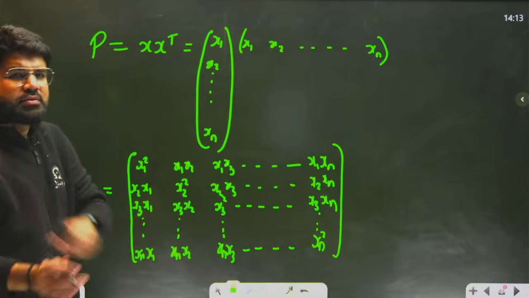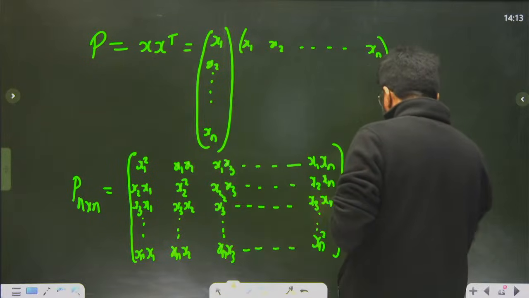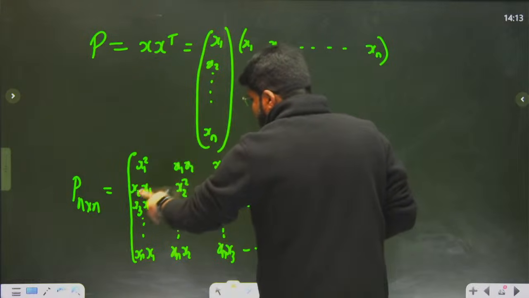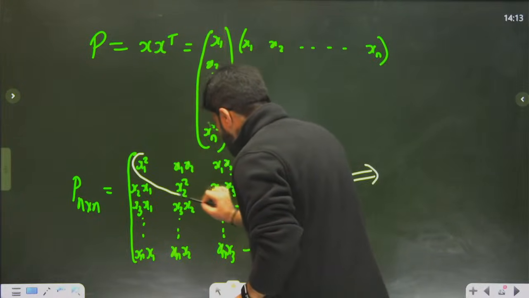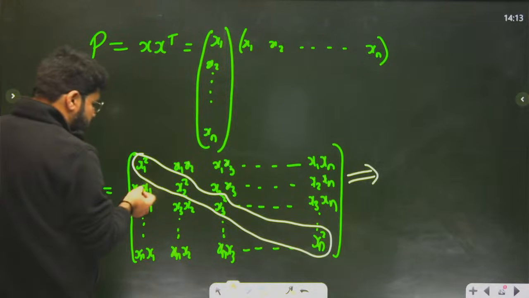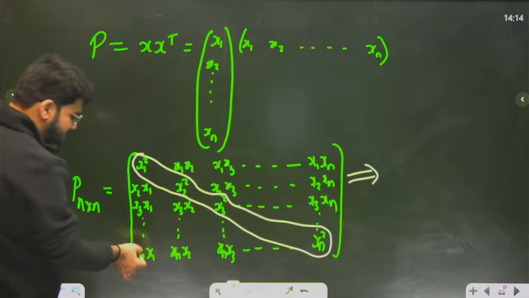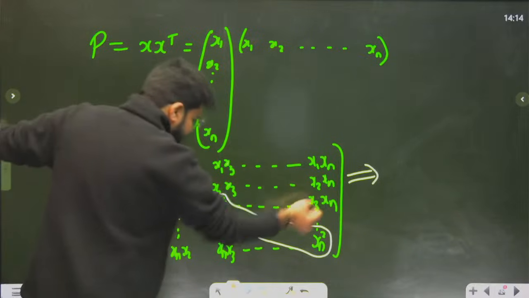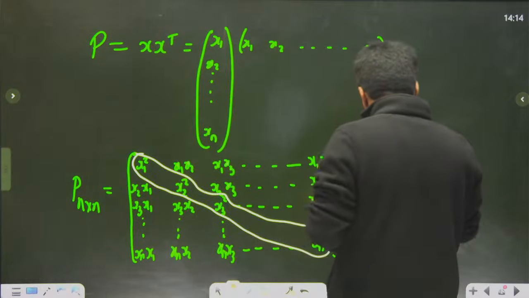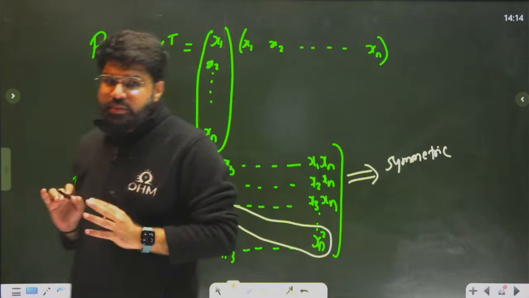Now the question is the trace of the matrix. Any observation on this matrix? These are the diagonal entries, but look at the elements above and below the diagonal. x1, x2 is the same as x2, x1. x1, x3 is the same as x3, x1. x2, x3 and x3, x2. x1, xn and xn, x1. x2, xn and xn, x2. x3, xn and xn, x3. Everything is the same. So the matrix P turned out to be a symmetric matrix. Always, X into X transpose will be symmetric.